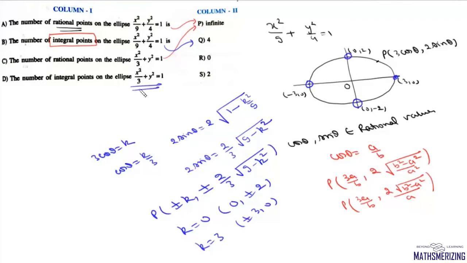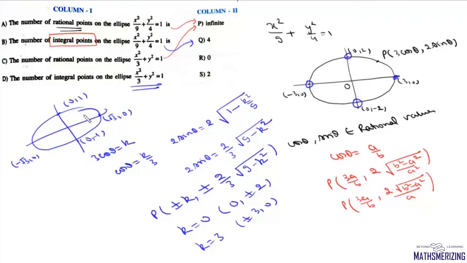Now what about this one? For this one again, if we do the same analysis, then we have these 2 points which are root 3, 0 and minus root 3, 0, and these points are 0, 1 and 0, minus 1. So for this ellipse, there are only 2 integral points. So option number D matches with S. So A infinite, B 4, C infinite and D 2.